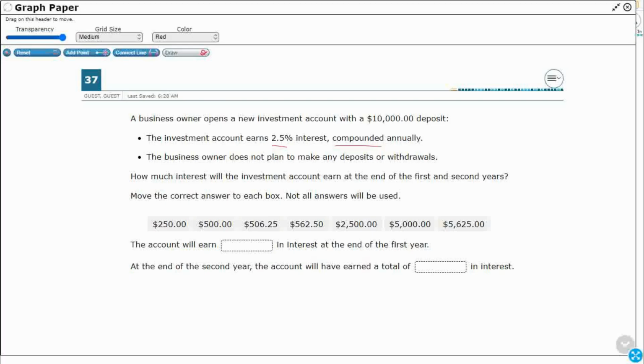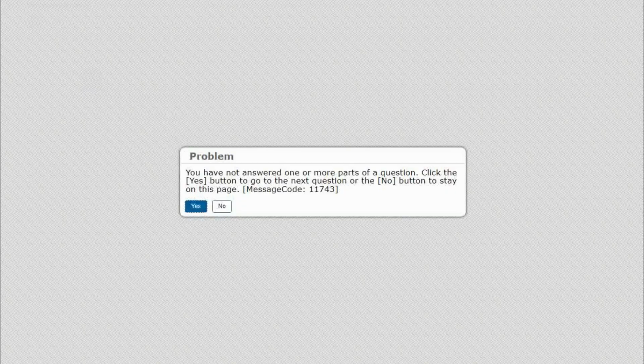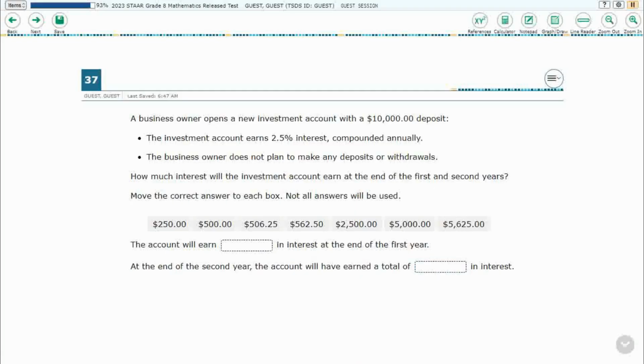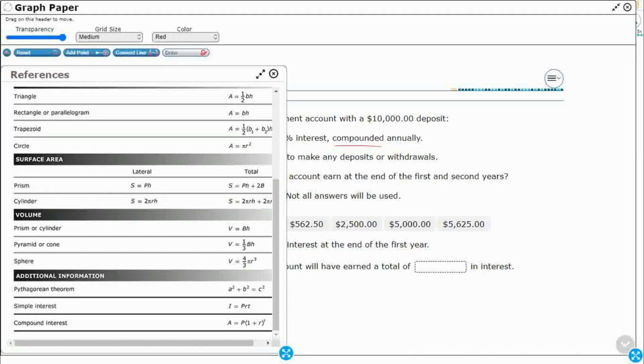All right, so this is a drag and drop. We've got 2 different choices here, and if we just grab 1 and try to move on, it is going to give us that error message. So we want to make sure that we fill in both. Let's open up our reference materials to see what our compound interest formula is. You see it at the very bottom. We will be using that right there, A equals P times (1 plus R) to the T power.